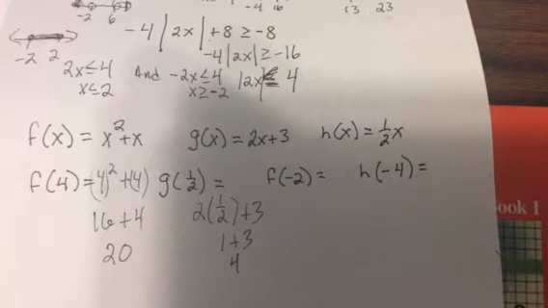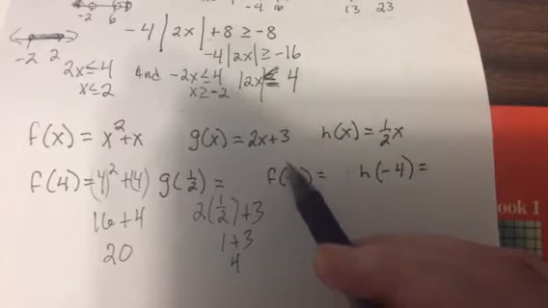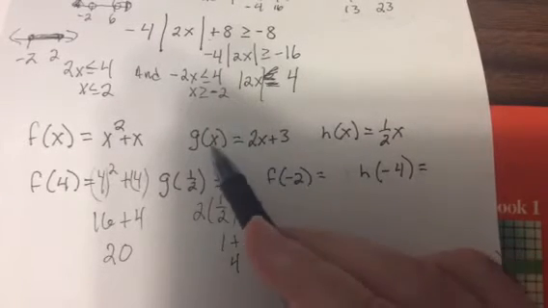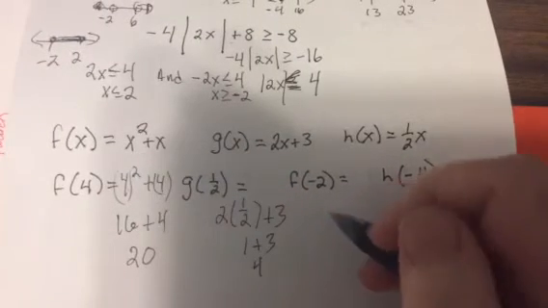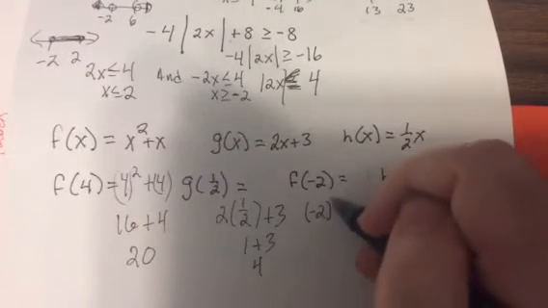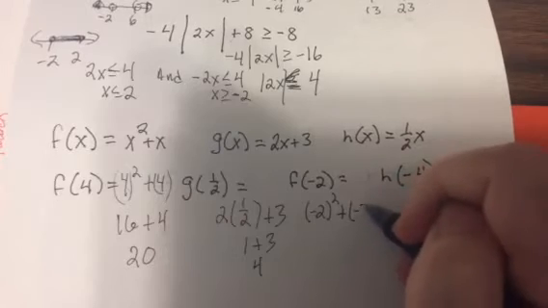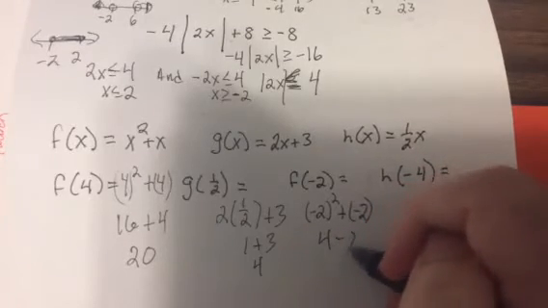Now be careful, because sometimes people only put the stuff in when it's right below, but f isn't here. It's way over here. So it'd be negative 2 squared plus negative 2. So 4 minus 2 is 2.